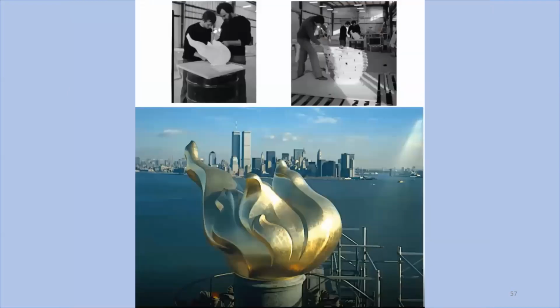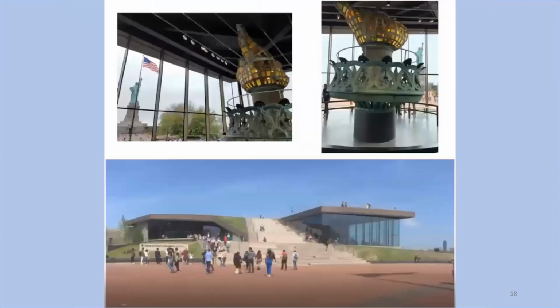Well, they went about recreating the new torch using the exact same methods as the original sculptor Bartholdi used to make the new torch. In fact, it was built in Paris and it was sent over to the United States, as was the original torch. And these are pictures of the torch that was removed and is now on display in the Statue of Liberty Museum.